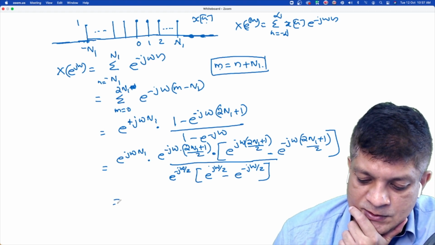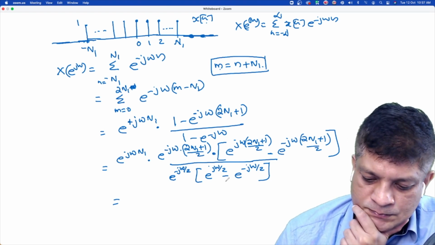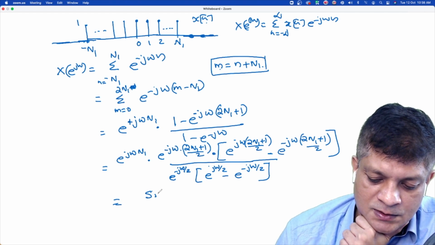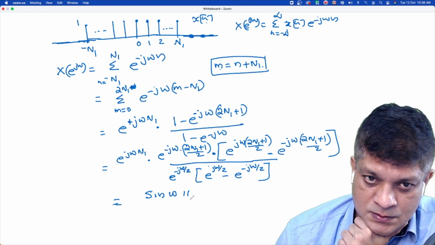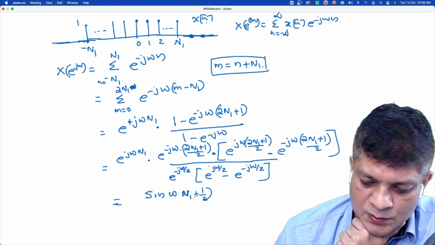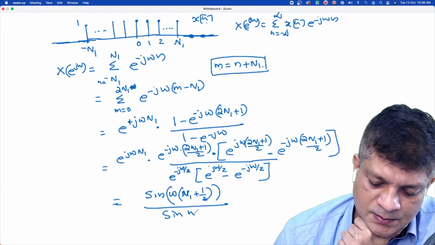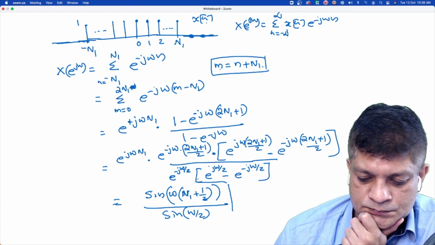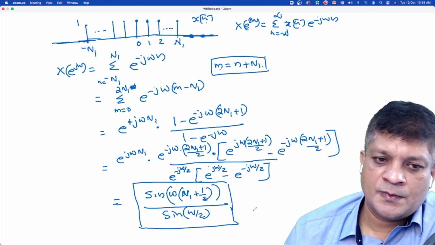Then tell me, what is the simplified form of this? The terms outside the bracket cancel out, and you will get sine of omega into n1 plus 1 by 2, divided by sine omega by 2. Yes, sir. You can simplify this. Okay.